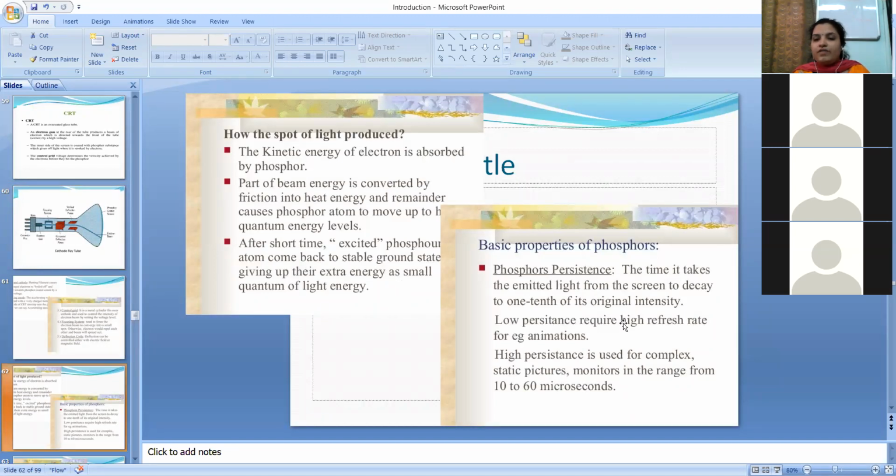Low persistence requires a high refresh rate. Low persistence means what? Low persistence means the time required is less. That means the light will be visible only for a smaller duration of time.